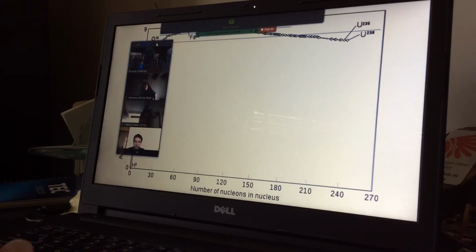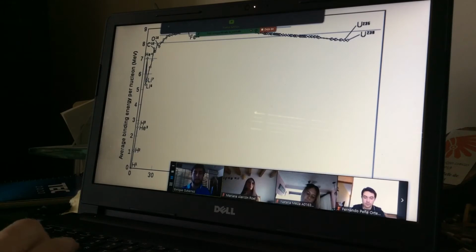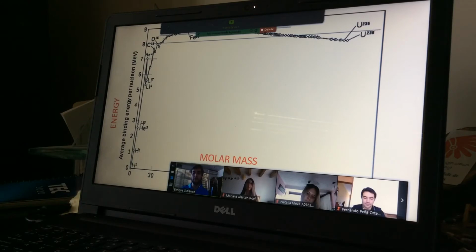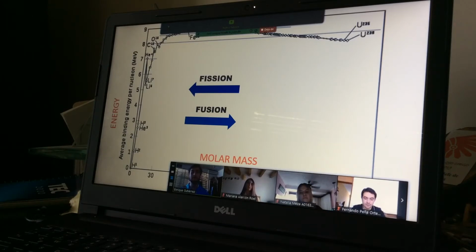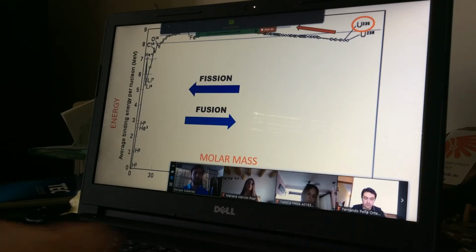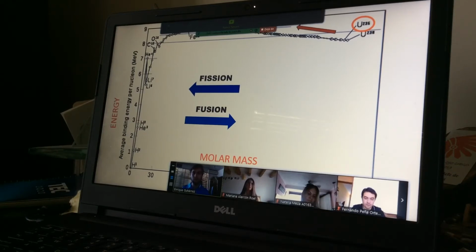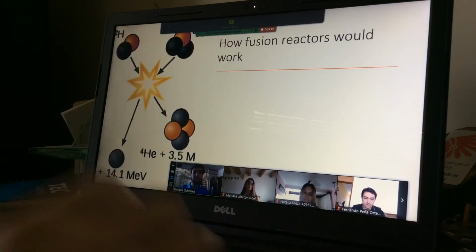So nuclear energy works by this chart. It may seem a little complicated, but actually it's pretty simple. You have energy on the y-axis and molar mass on the x-axis. So according to this, you will have fission when you go to the left and fusion when you go to the right. So nuclear reactions start right here in the uranium-235. When they have the fission reaction, they go this way, which means there is this little slope that will generate the energy. So basically this is why the energy is created.